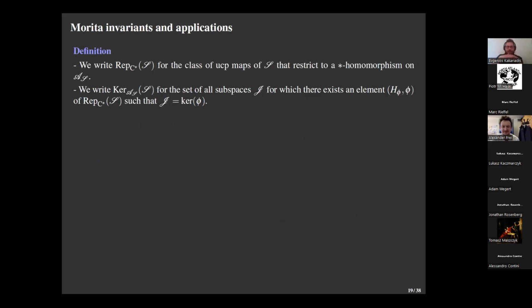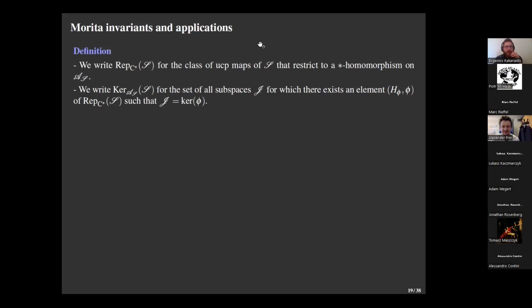So one natural question that comes out of any equivalence relation that you build is, okay, what kind of invariance does it have? What kind of things does it remember? And that is the motivation for the second part of the work. So first we started with the class of the UCP maps of S that, remember, S contains the multiplier algebra, so these UCP maps restrict to star homomorphism here. In some sense, these UCP maps defined by module maps on S over AS.